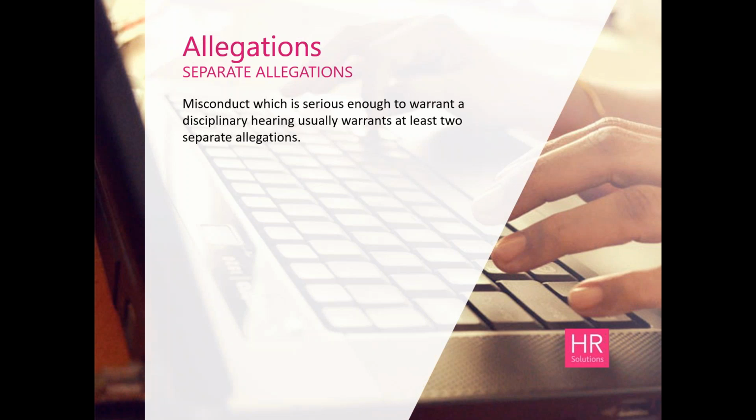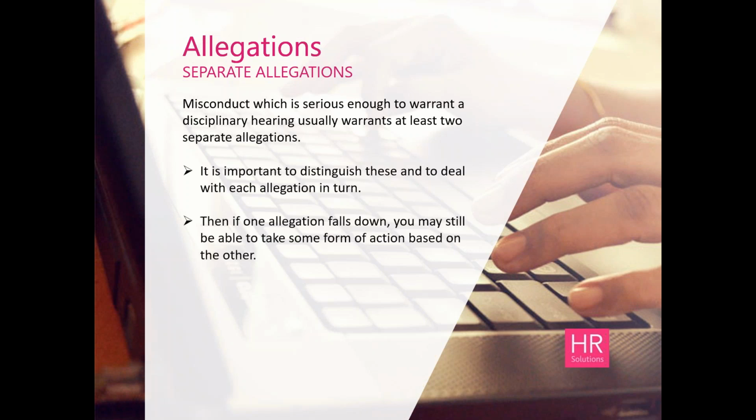by doing that, if one of the allegations should fall down, because you've got a lack of evidence or because the employee justifies it in some way or counteracts you in some way, then you may still potentially be able to take some form of action based on the other, if that holds up. There's nothing more frustrating than not being able to issue a warning against somebody who's done something really wrong because you've not worded your allegations correctly. So it is important to distinguish them, and the reason why is so that you can move forward still if one of them should fall down.